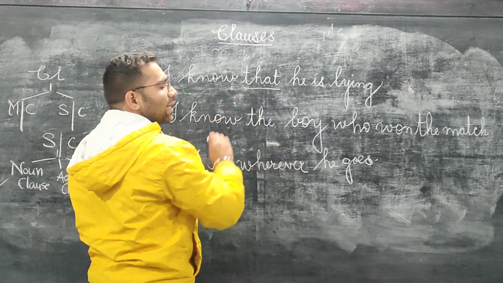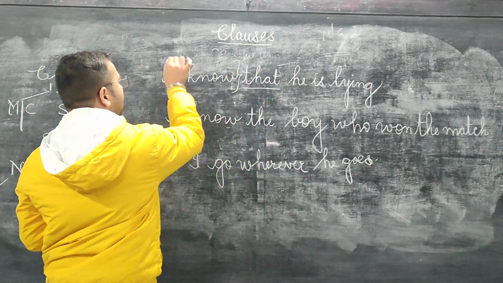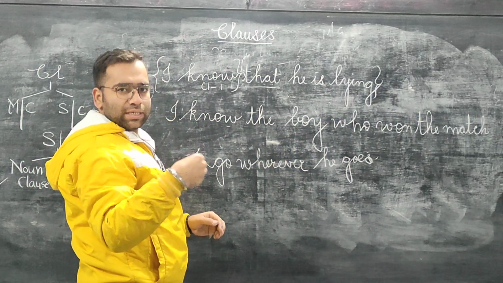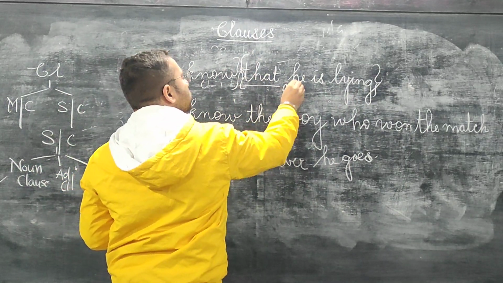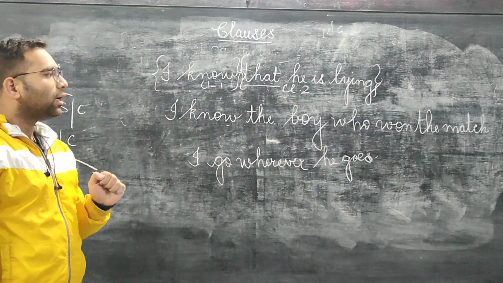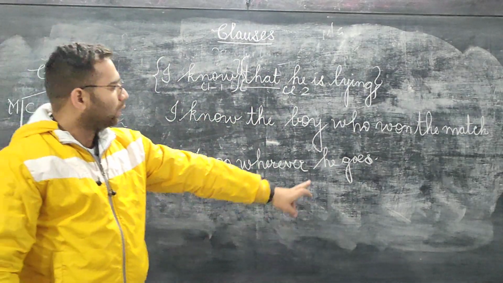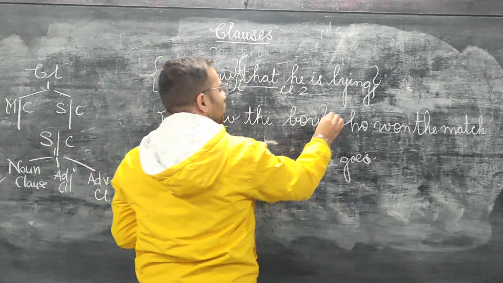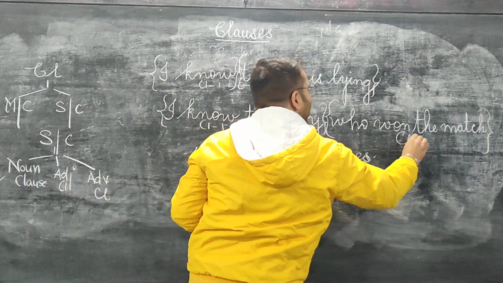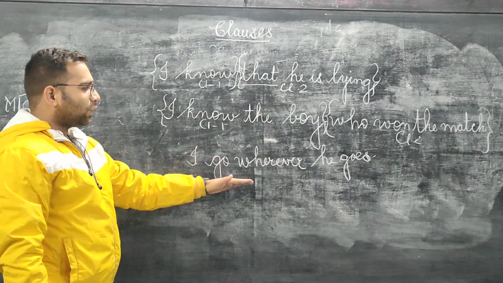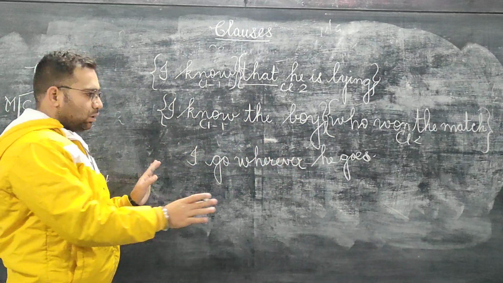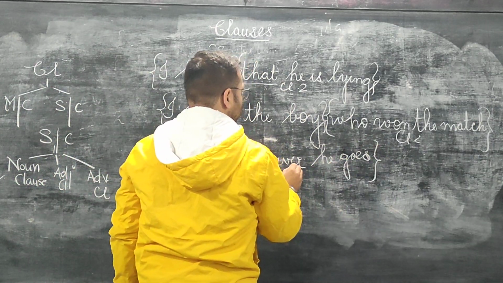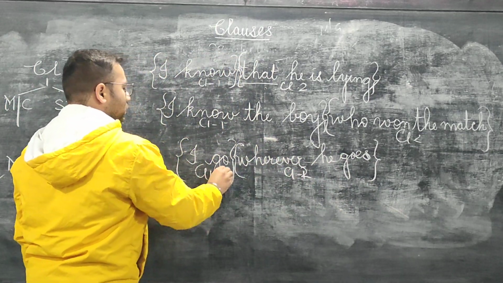Break it. I can easily break. First part: close one. Second part: that, close two. I know the boy who won the match. Find out the node. The node is here. Who won the match? I know the boy. First part. Second part: who won the match. Next, I go wherever he goes. I can break. The node is here. I go wherever he goes. Close two and close one.